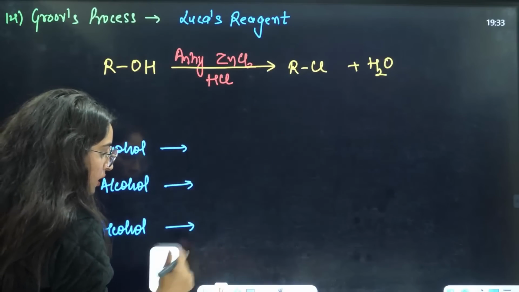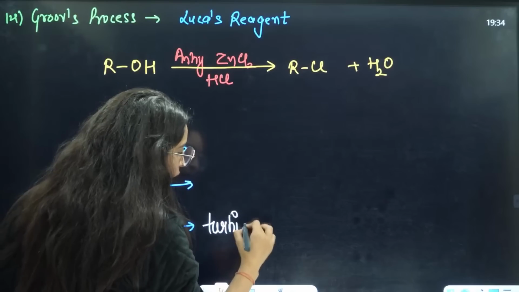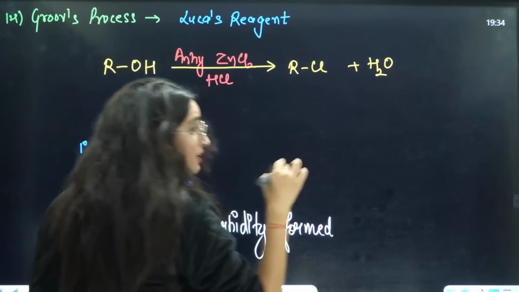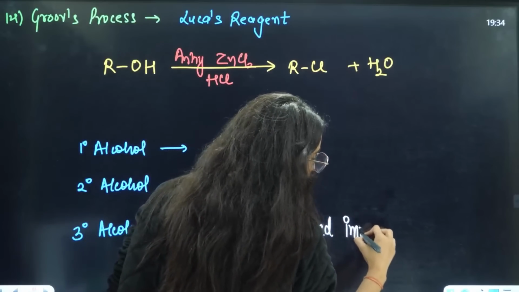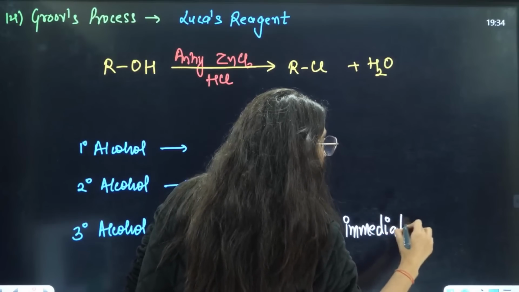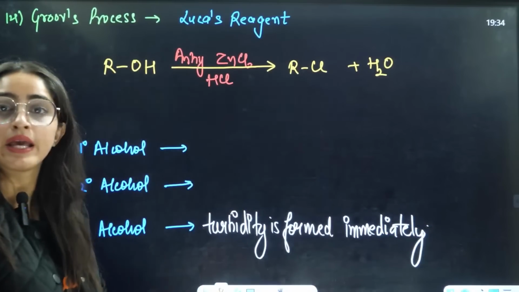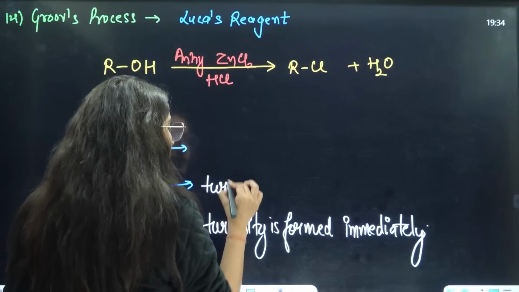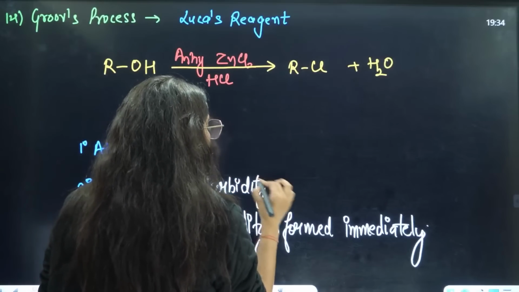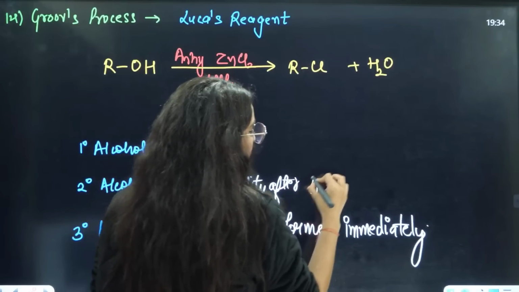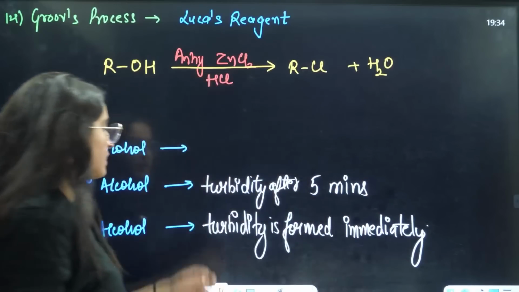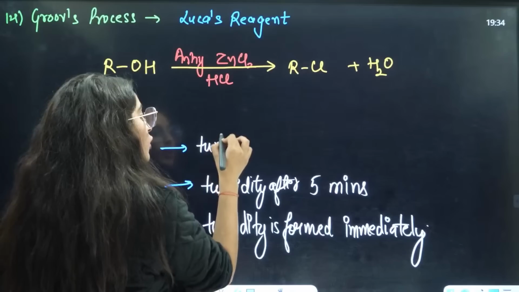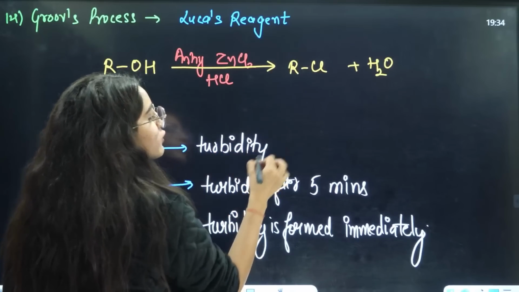With 3 degree alcohol, the turbidity or the cloudiness is formed immediately. When the cloudiness is formed immediately, you will say, yes ma'am, this is a 3 degree alcohol. Now, if the turbidity is formed after maybe 2-3 minutes, or maybe 5 minutes you can write, then this is called 2 degree alcohol, secondary alcohol. For 1 degree, turbidity forms only on heating; without heating it will not be formed.